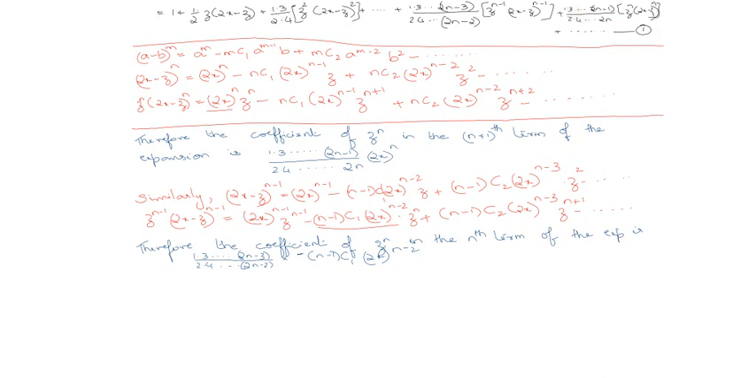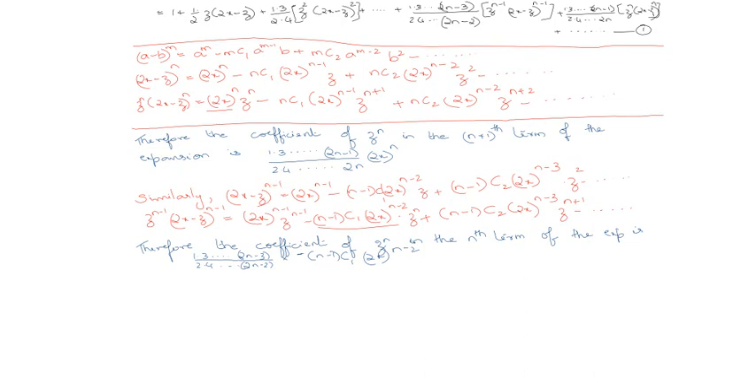Similarly, we need to consider the coefficient of x raised to n from the nth term, n minus 1 term, etc. So, in order to get the coefficient of z raised to n from the nth term, we need to consider z raised to n minus 1 into 2x minus z the whole raised to n minus 1. So, first we will expand 2x minus z the whole raised to n minus 1. Then we will multiply with z raised to n minus 1, and from there we will take the coefficient of z raised to n.